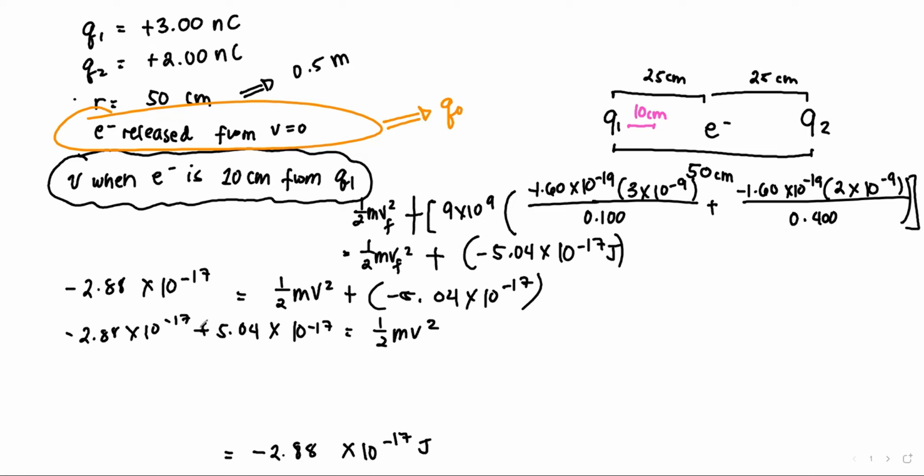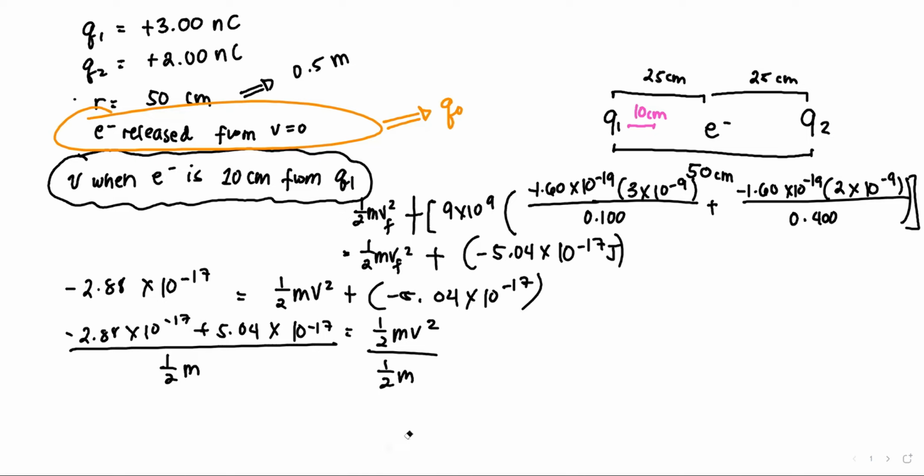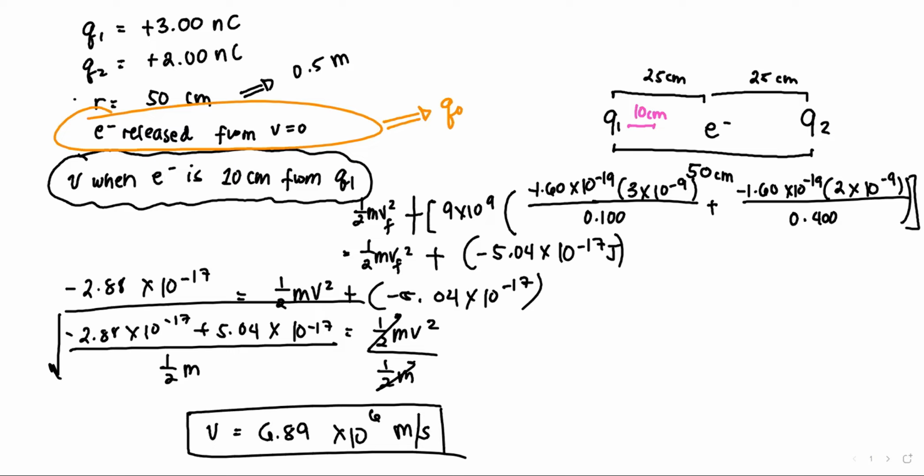So after this one, I've got to divide by 1/2 m, the 1/2 m cancelling, and then take the square root of this because you've got v squared. So your v is actually 6.89 times 10 raised to 6 m/s.